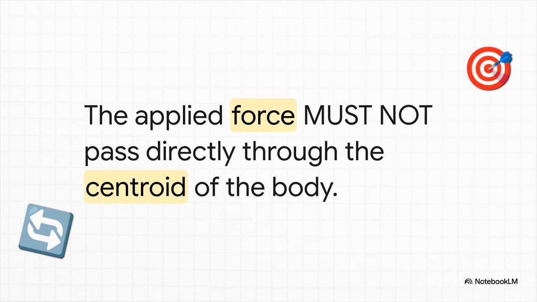Now, spatial alignment matters immensely, especially when we talk about things like industrial maintenance. For that rotational twist to actually happen, your applied force has to act at a distance. If your line of force passes dead center, directly through the exact centroid of, say, a structural steel beam, you get zero rotation. Hitting that exact center of gravity means the object is just going to push forward. It won't spin at all.